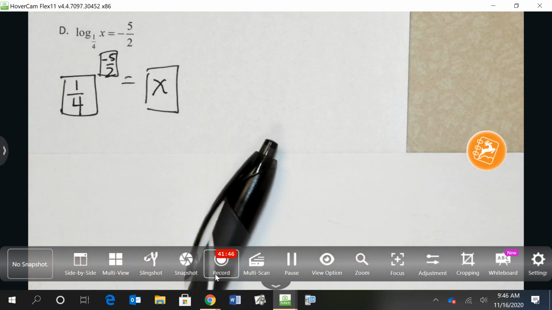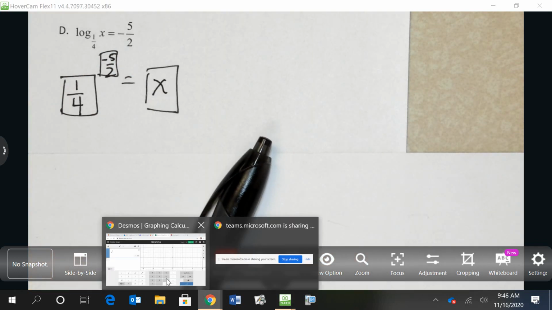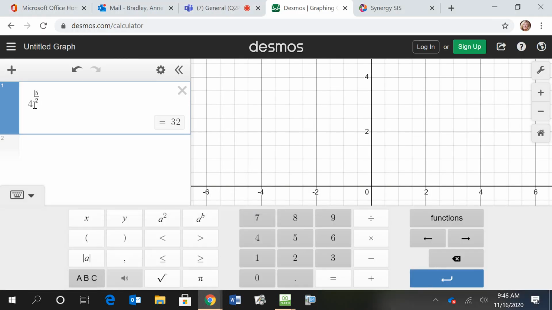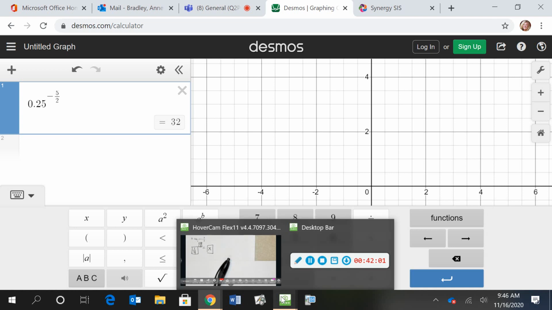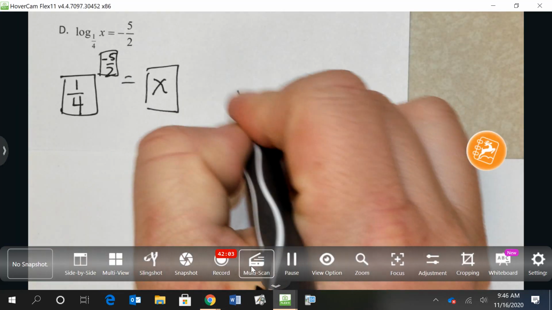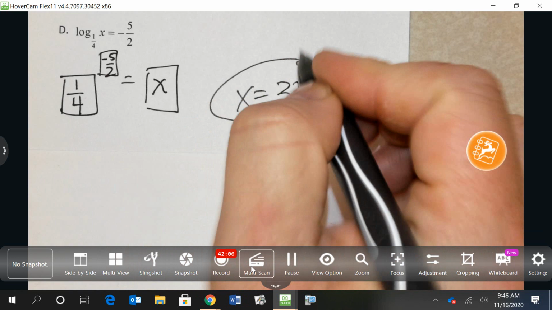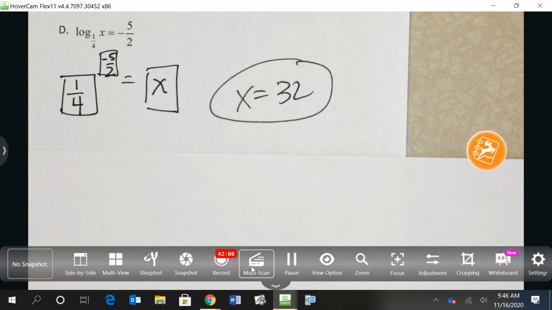So I'm going to go over to Desmos, and in this position I'm going to put a 1/4. Also, I can write 1/4 as 0.25, and I'm going to raise it to the -5/2 to get an answer of 32. So x equals 32 would be my answer. Please put an E if you'd like me to re-explain how I did that. Okay, I don't see any E's.